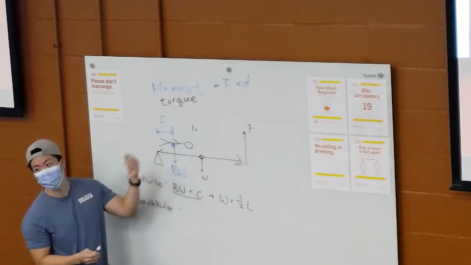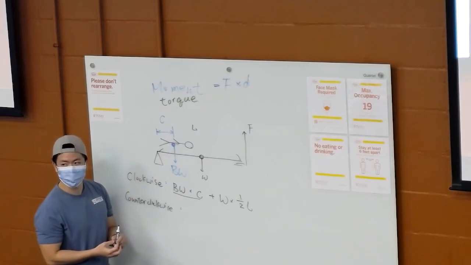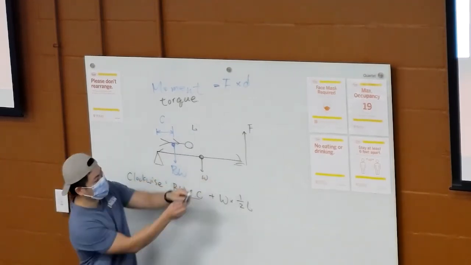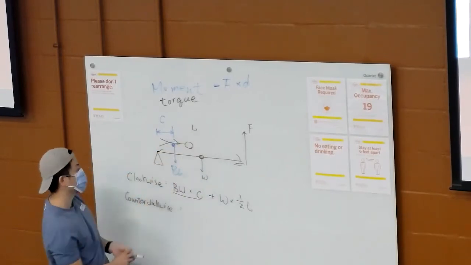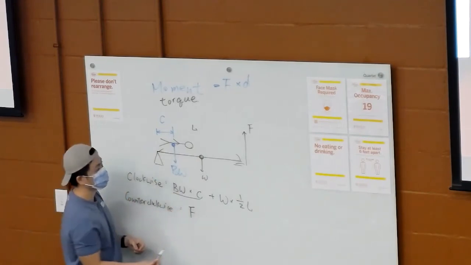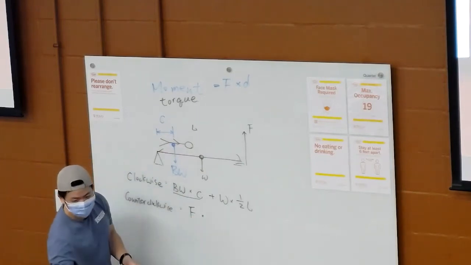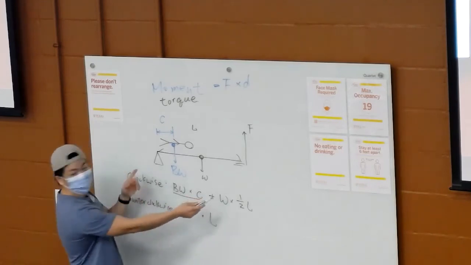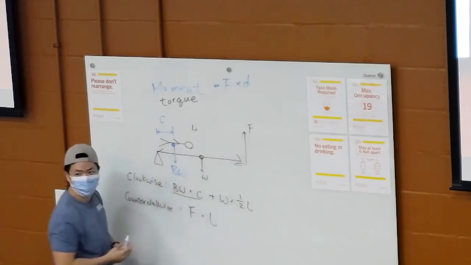Who's creating counterclockwise torque? Which force? Or this one? Right. Yes, because this force will make this board rotate this way, right? So that's counterclockwise torque. How do we calculate the torque? Force times distance. So it'll be F times what? Times L. Right, times L. The distance from force to the axis of rotation, that'll be L.